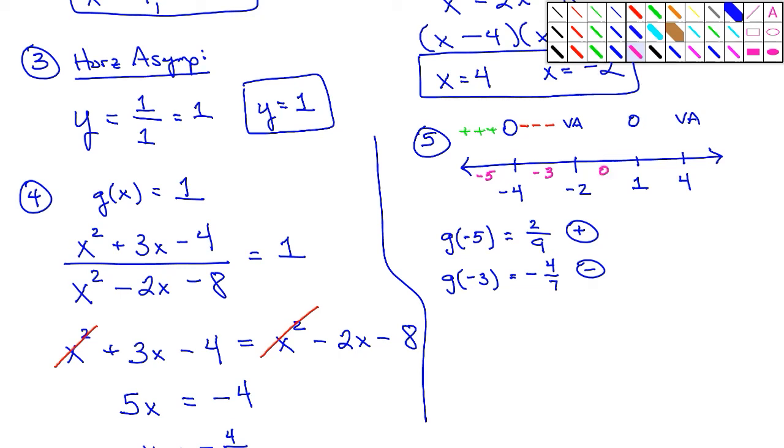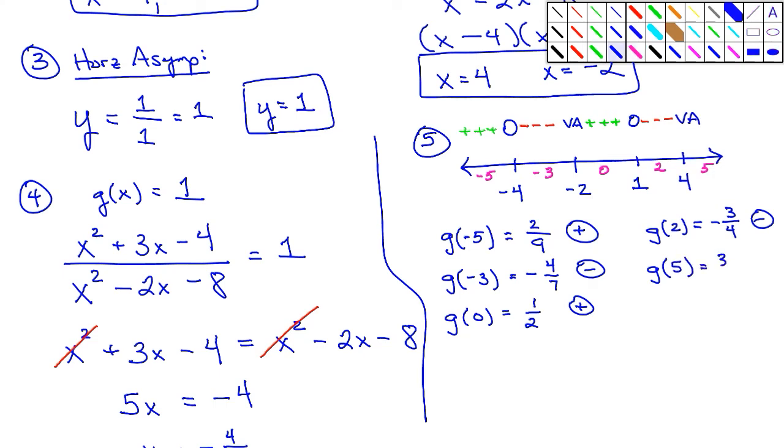Between -2 and 1, I'm going to test 0. And g of 0 is 1/2, as before. And that's a positive. So the graph between -2 and 1 is above the x-axis. Between 1 and 4, I'm going to test the point x equals 2. That's going to give me -3/4, so that's a negative. And then finally, I'm going to test at x equals 5. And so g of 5 is equal to 36/7, which is positive. And now we know what the graph should look like based on this.